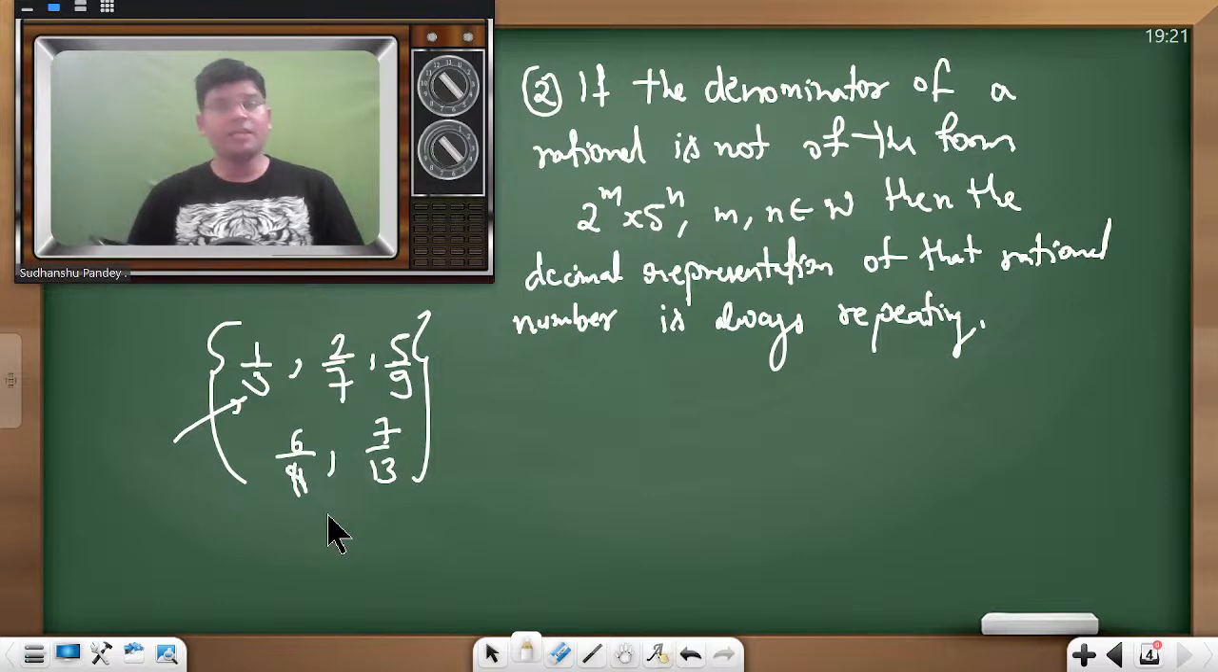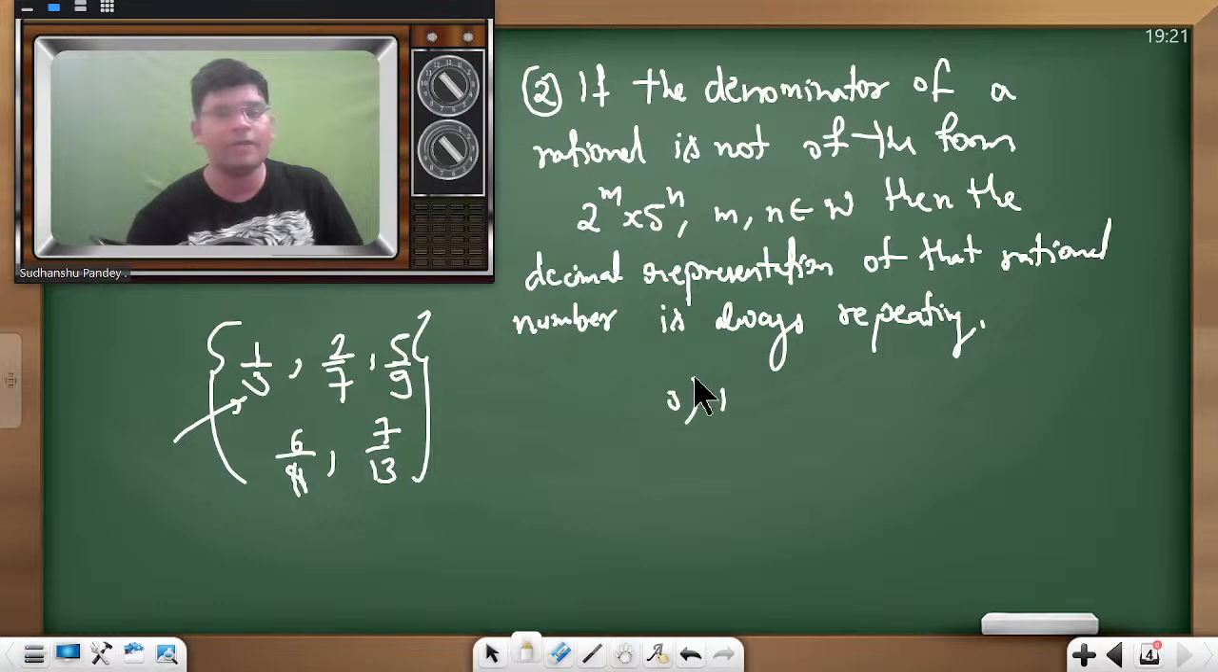What is the main thing? The denominator of the rational number is not of the form. Means if it is of the form 2 to the power m into 5 to the power n, then the decimal representation of that rational number is terminating. If it is not of the form, then it is repeating. It will always repeat. You can check any number on your calculator.